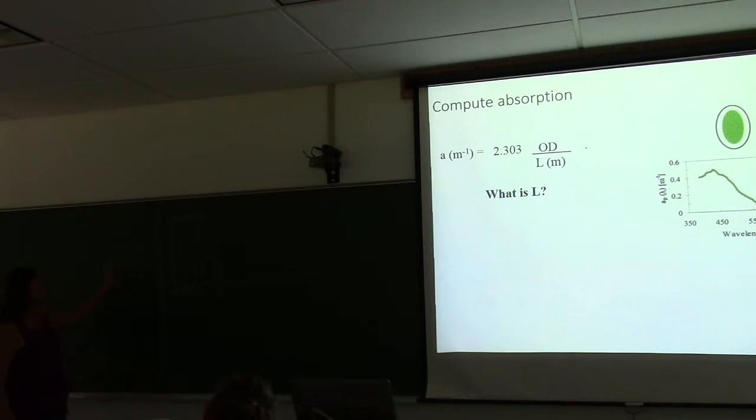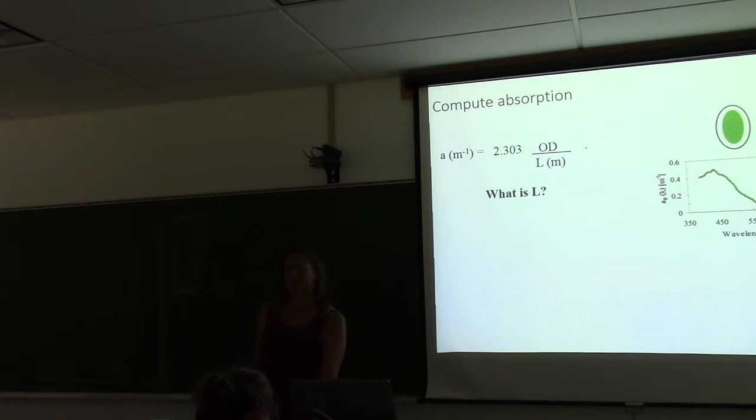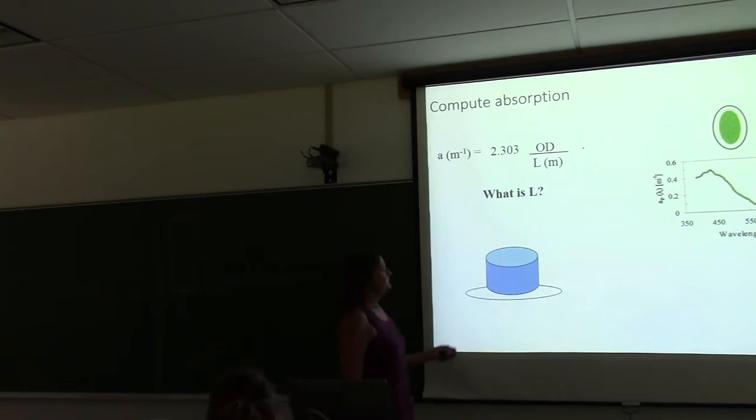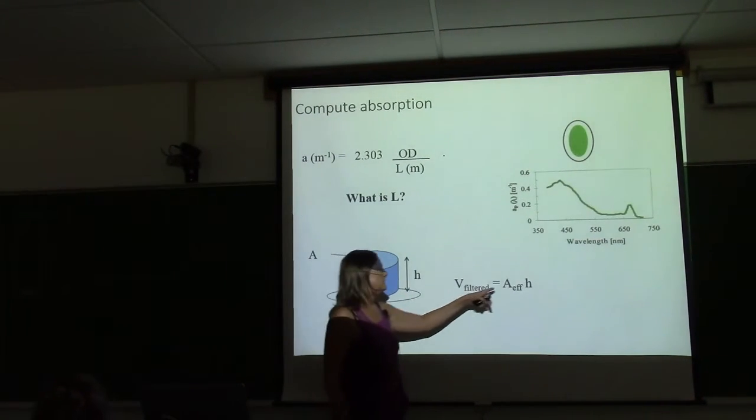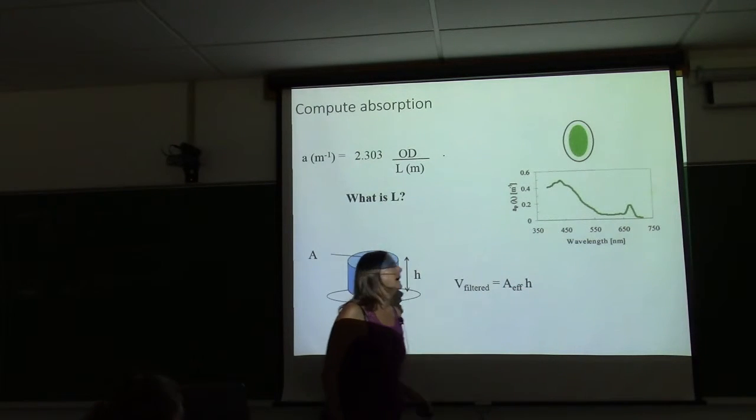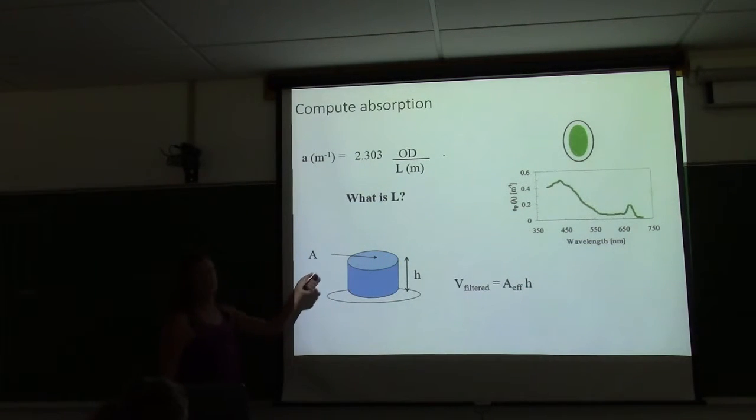Right? This volume equals this volume equals this volume, if I were cleverly drawing. Or it would be not the area of the filter, the diameter of the filter, but the diameter of the part with the particles. Exactly. The effective area. That's your path length. Okay? So that's exactly what I've done here. The volume filtered is the effective area times the height, and height is your path length. So that's what's going to go into your equation here. Okay? So that's in your handout.